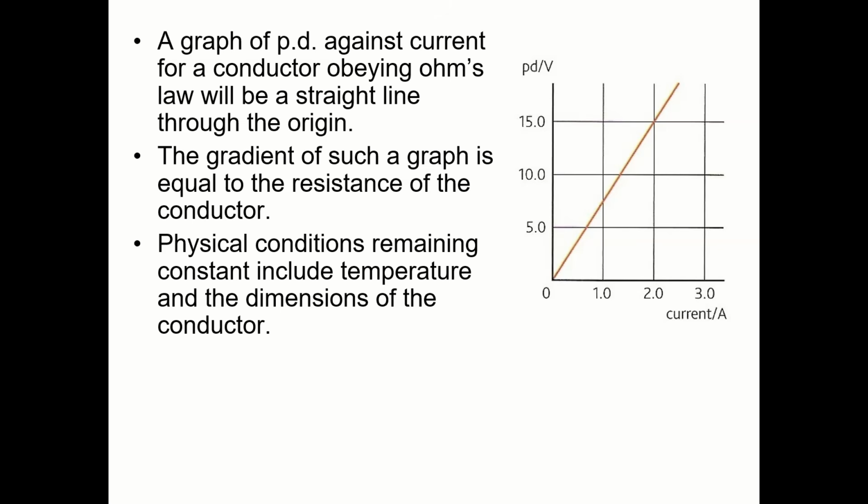And also, it might be worth pointing out, quite often it's milliamps on a current axis, and taking that into account when you do any calculations based on the graph. In this case, the gradient is going to be the resistance. But again, it could have been an IV graph in which the gradient would have been 1 over the resistance.